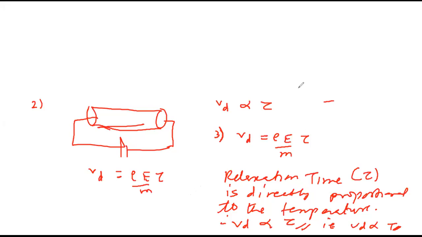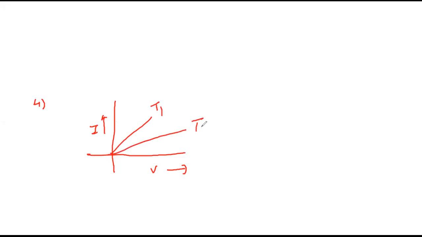Is it clear, third? Hello, third is done. Can I clear? Yes. Now, some number. IV graph of metallic wire at two temperatures T1 and T2 are as shown. Which of the two temperature is lower and why? Jennifer, I want answer from you. Which of temperature is lower and why? Sakshi, think.